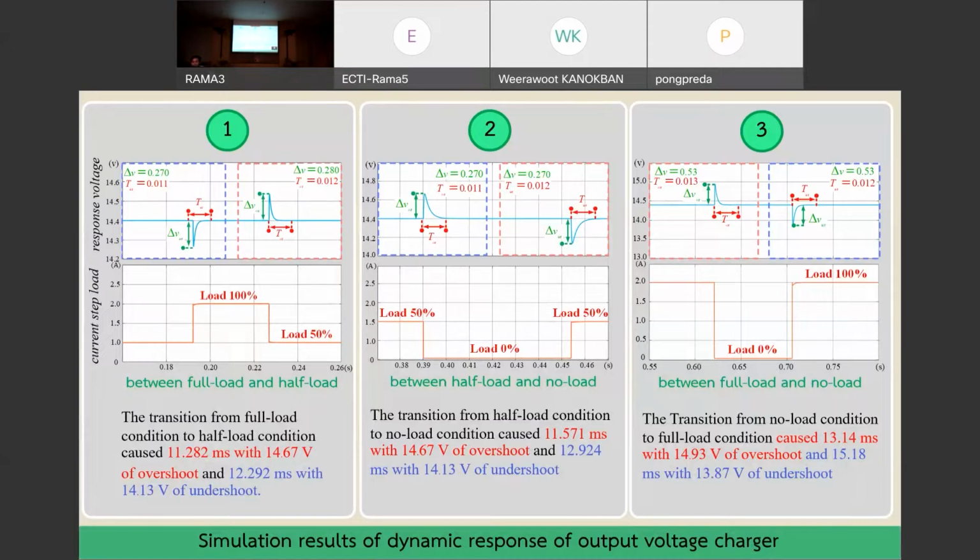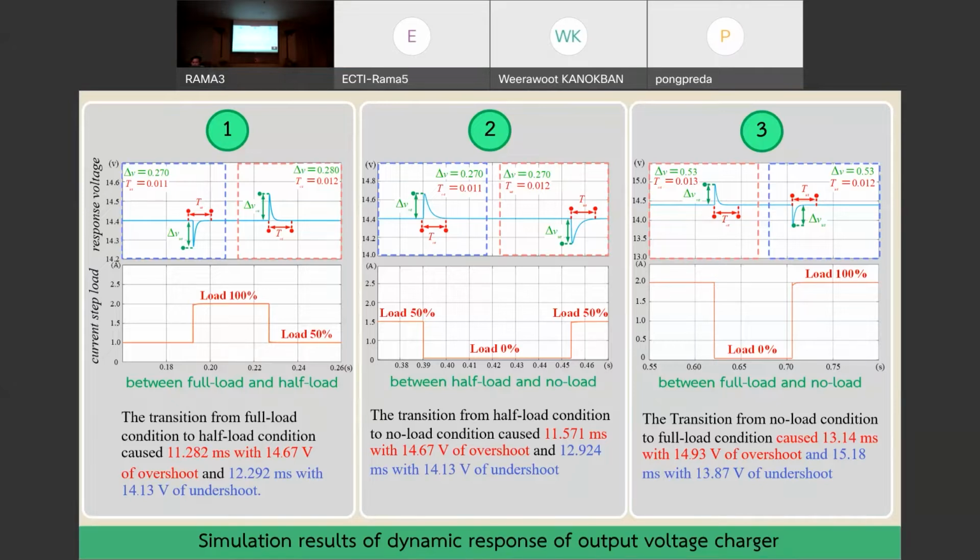The transition from full load condition to half load condition costs 11.28 millisecond with 14.67 volt of overshoot and 12.29 millisecond with 14.13 volt of undershoot. Transition from half load condition to no load condition costs 11.57 millisecond with 14.67 volt of overshoot and 12.92 millisecond with 14.13 volt of overshoot.